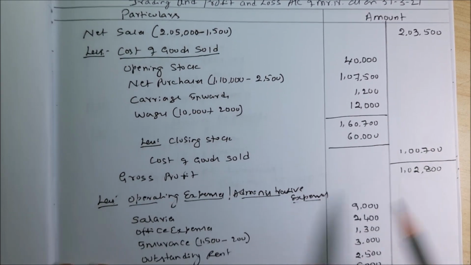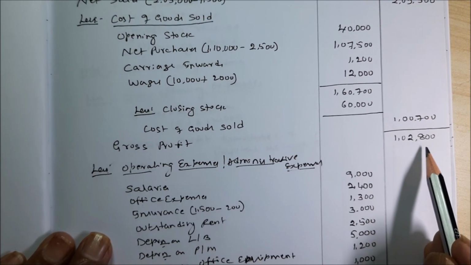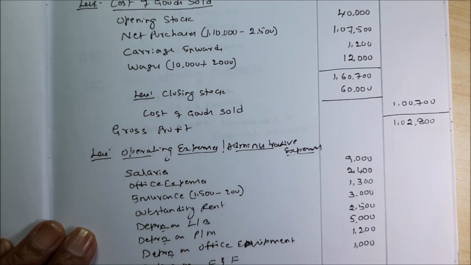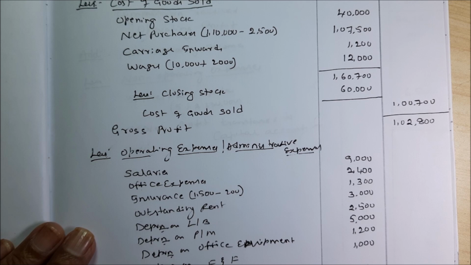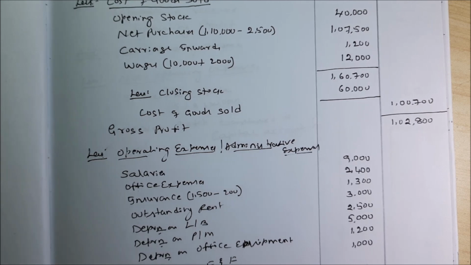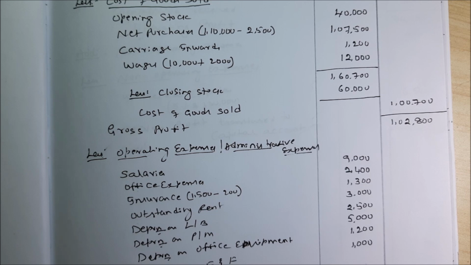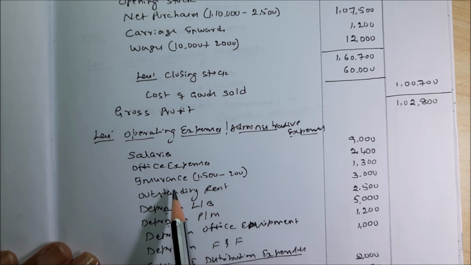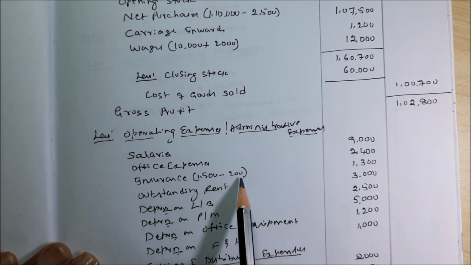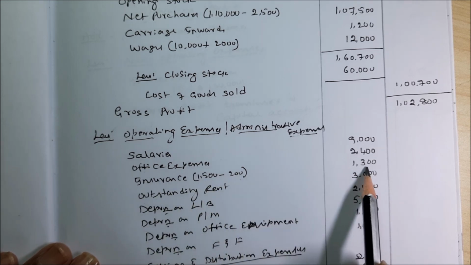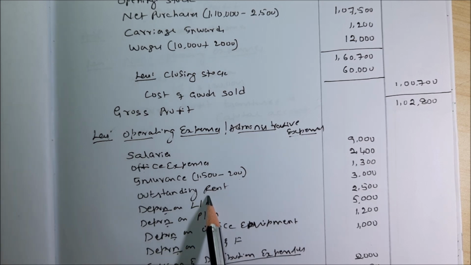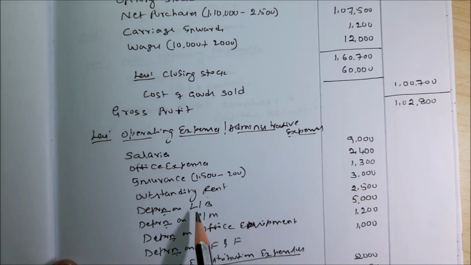Then from that minus, you will get gross profit 1,02,800. Then take all expenses except selling and distribution expenses, that should be shown separately as per the act, that is as per the vertical system. So salaries, office expenses, insurance premium 1,500 minus 200 prepaid 1,300. Outstanding rent, I told you rent itself has become full, rent is outstanding 3,000.